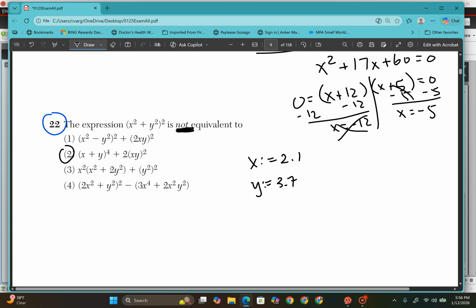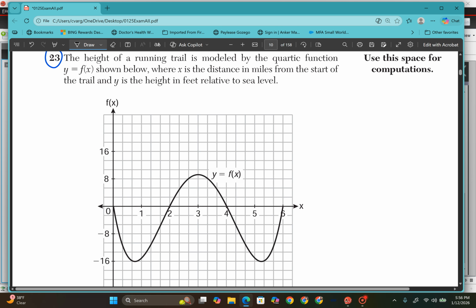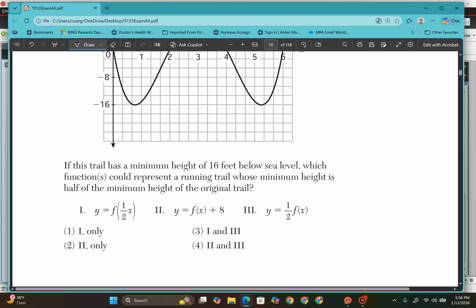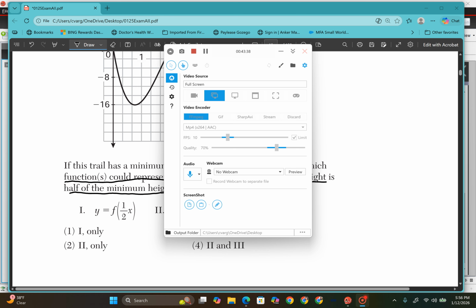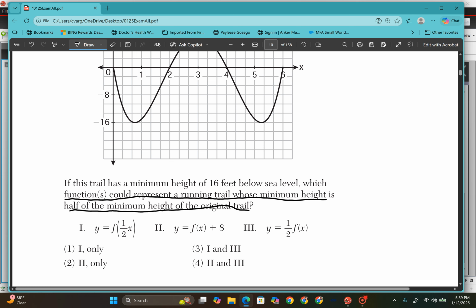The next question. We're almost done with multiple choice. So I did circle this. And the reason why is because we're looking to see which functions could represent a running trail whose minimum height is half of the minimum height of the original trail. So I would say that this question is more a reading question than anything, but let's go over it.